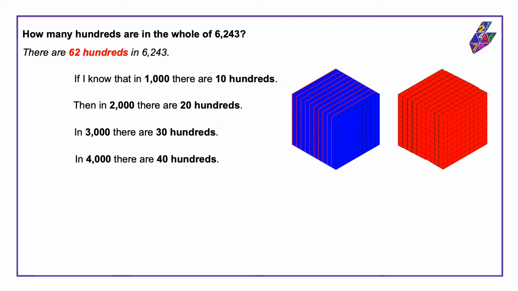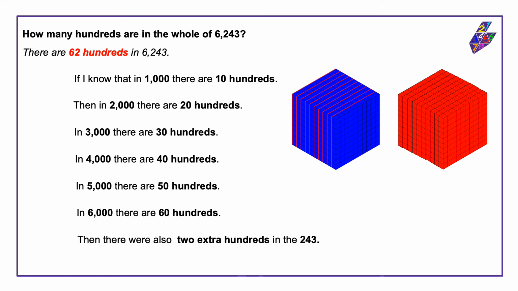In 4,000 there are 40 hundreds. In 5,000 there are 50 hundreds. In 6,000 there are 60 hundreds. Then there were also 2 extra hundreds in 243. So altogether there are 62 hundreds in the whole of 6,243.